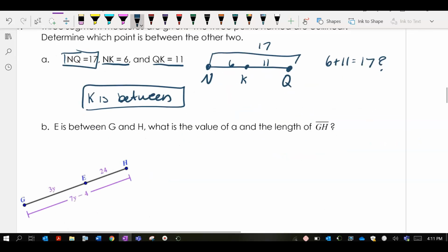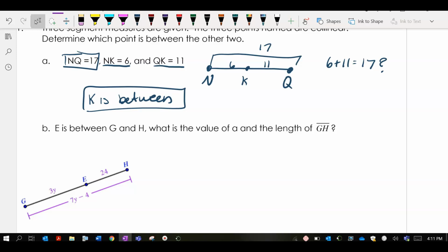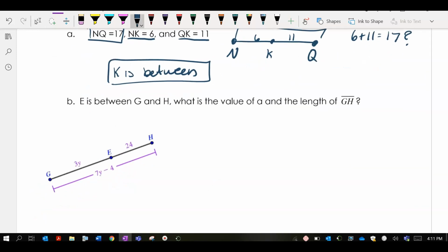Alrighty, the next example is E is between G and H. What is the value of Y and the length of segment GH? So same exact process as before. We have a segment. We have here GE plus EH equals GH.